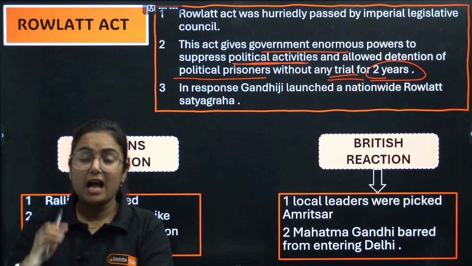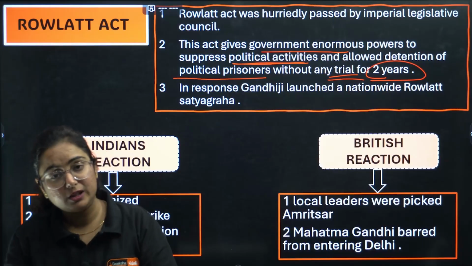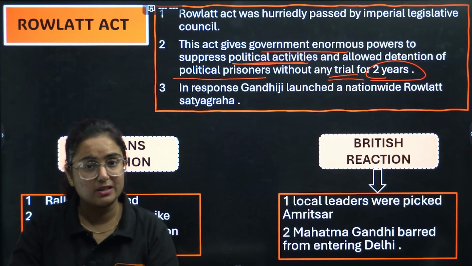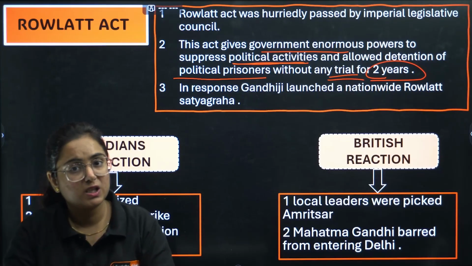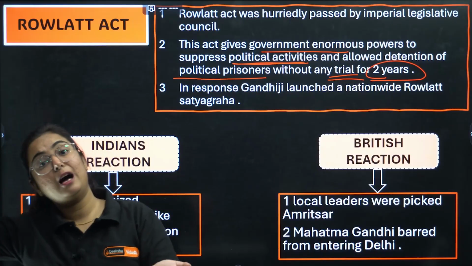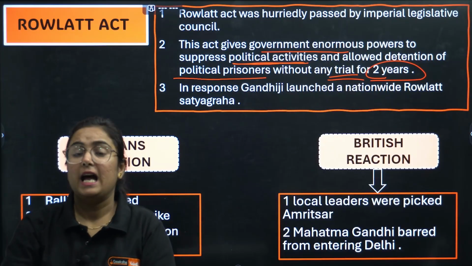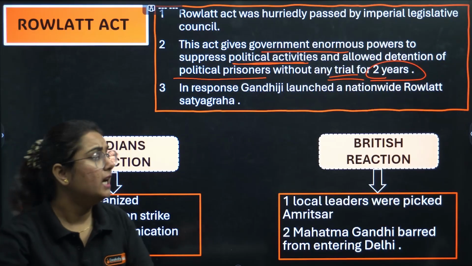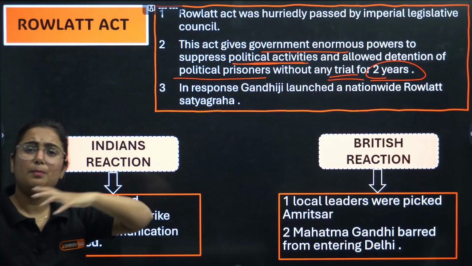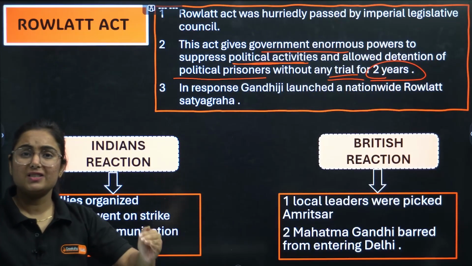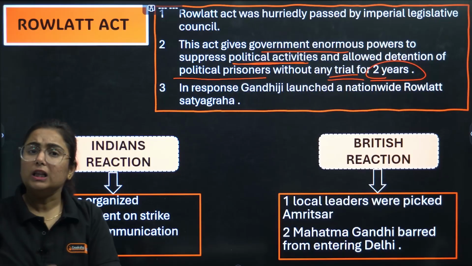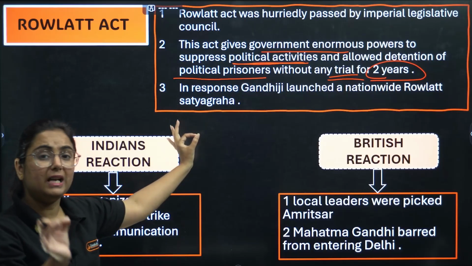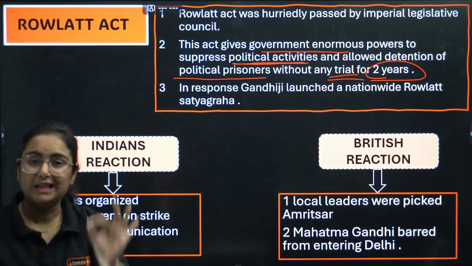If they found them guilty or not, everyone would be put in jail if they were doing political activities, either peaceful or not peaceful. They would see after 2 years whether the person was guilty or not, and leave the person after 2 years if not found guilty. See how crazy this act is. So this was considered a black act by Indians, because you are just taking our rights. All the fundamental rights, the right to protest, were taken by this act. All the political activists would be detained for 2 years without any trial.